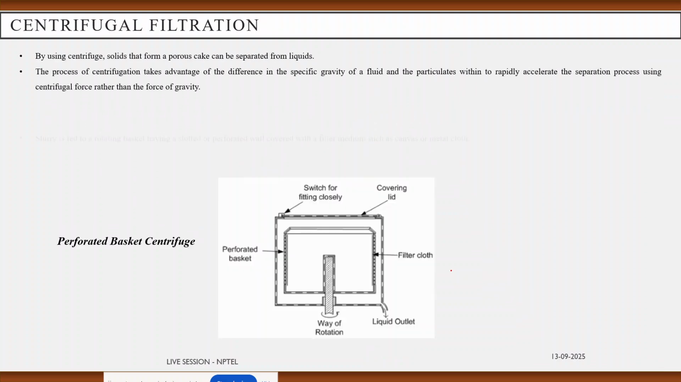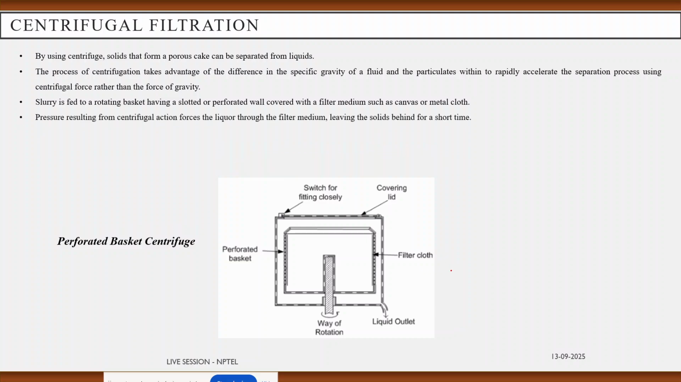Next we are talking about centrifugal filtration, where we are using centrifugal force. By using a centrifuge, solids that form a porous cake can be separated from liquid. The process of centrifugation takes advantage of the difference in the specific gravity of a fluid and particulates within it. It rapidly accelerates the separation process using centrifugal force rather than gravitational force.